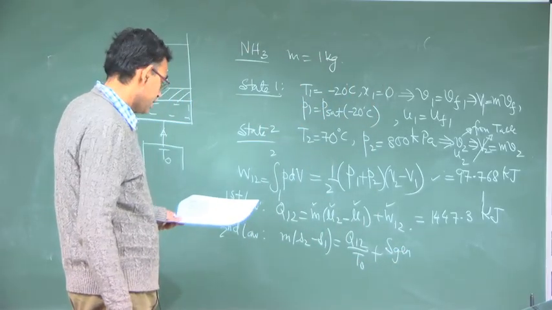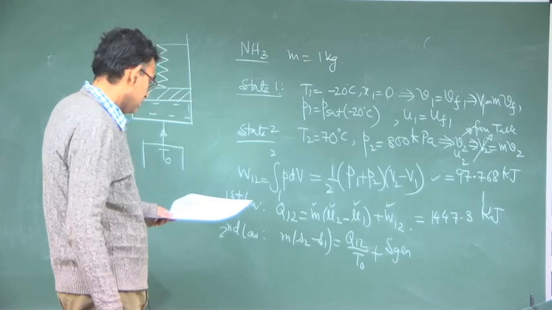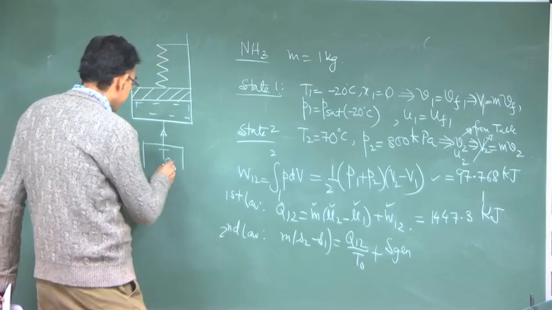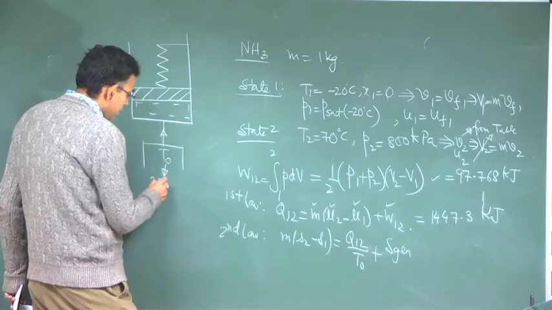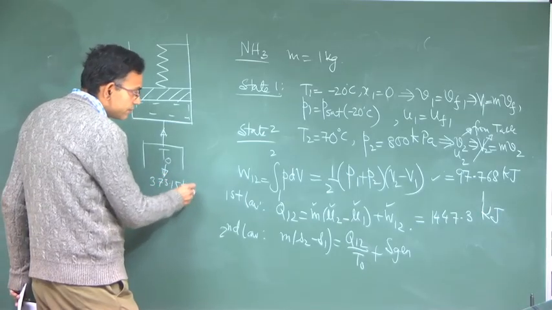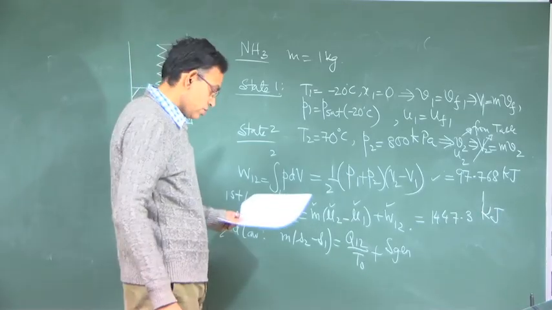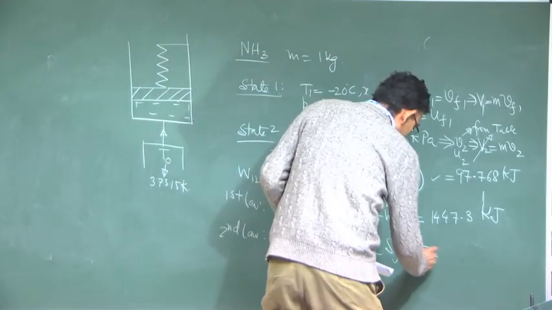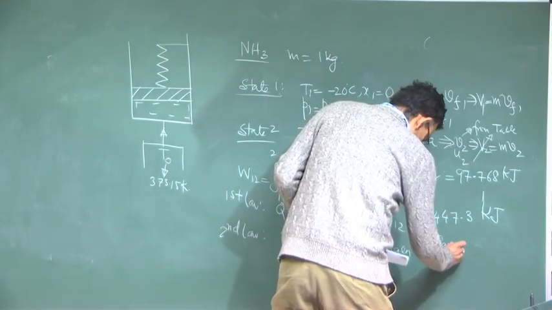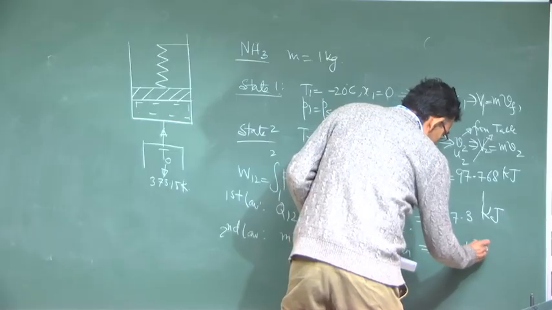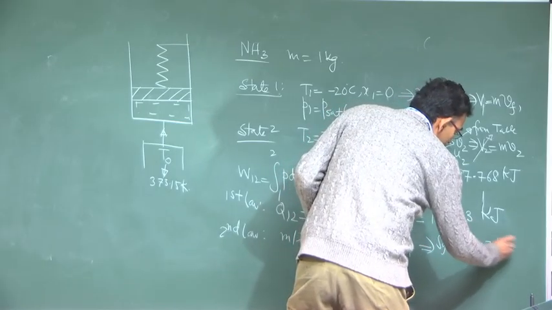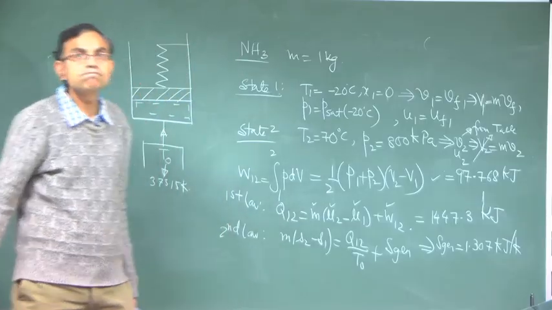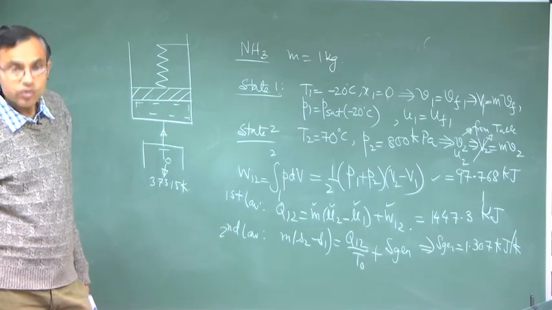So, T0 is given 100 degree centigrade, right, that means 373.15 Kelvin. So, this will give you what is entropy generation, because everything else is known, is 1.307 kilojoule per Kelvin. So, this is a very straightforward exercise. We will move on to the next problem.